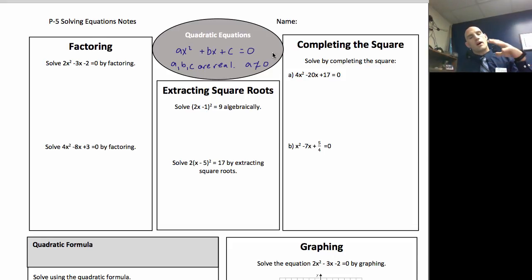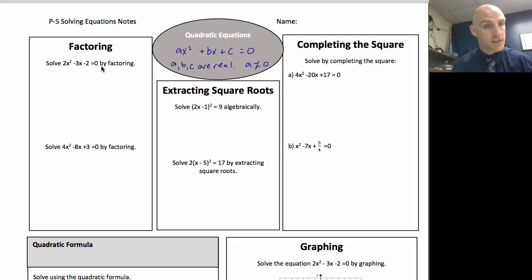We've got four algebraic methods and one graphical method for solving these. I'm going to run through a couple of examples of each so that you've got a good idea in your head and are reviewing these processes. First of all, let's talk about factoring. We can solve an equation by factoring.